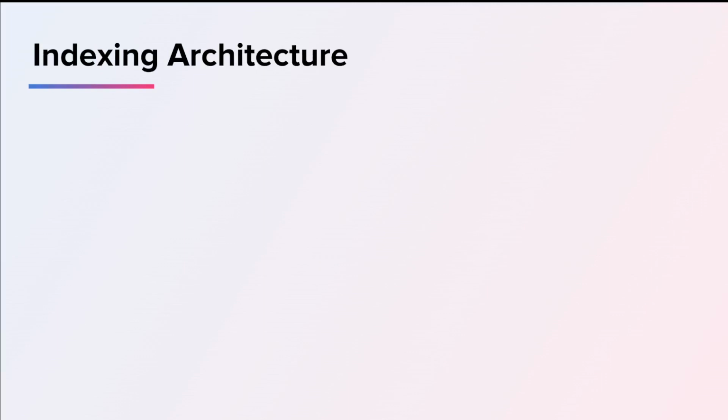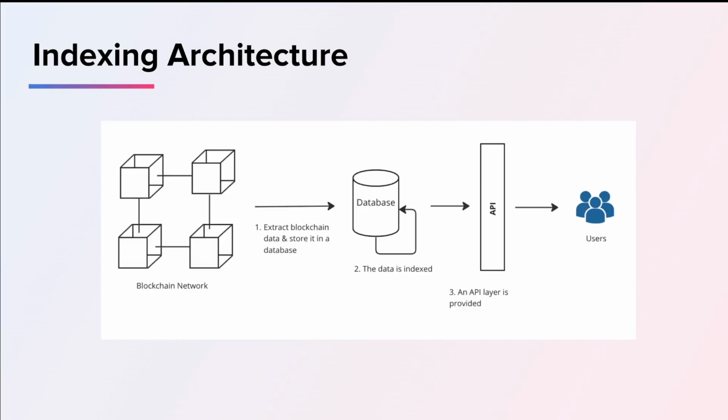All blockchain indexing works in a similar manner actually. There's a piece of software that extracts all the data from the blockchain node and then stores it in a regular database, such as Postgres or MySQL as mentioned. This data is then indexed, and then an API layer is often provided for anyone on the internet to use to search for blockchain data.